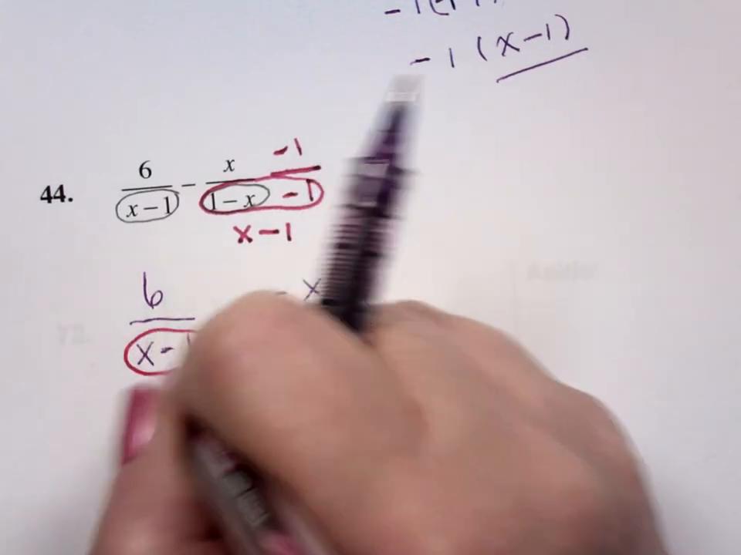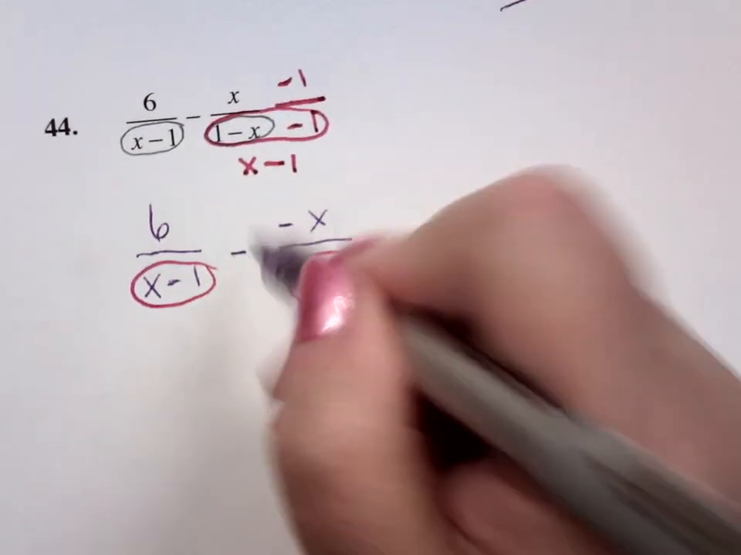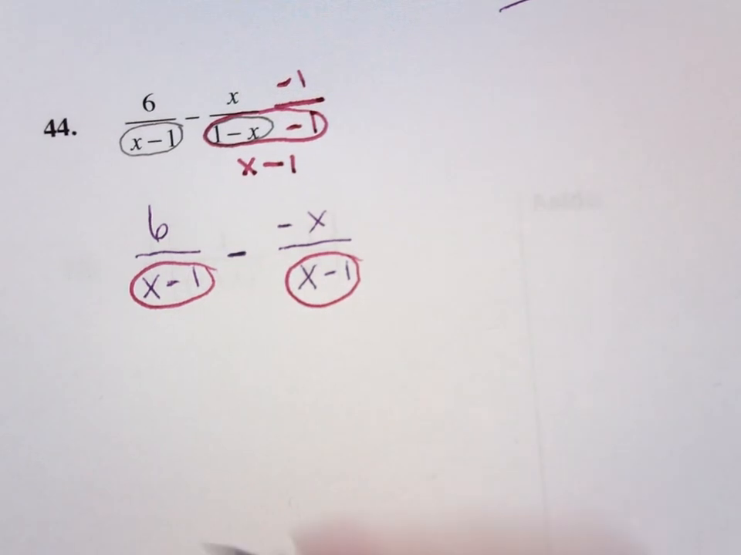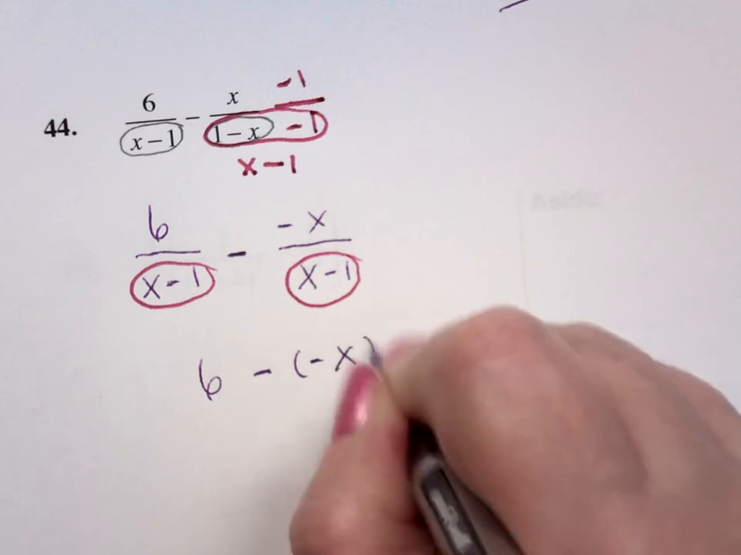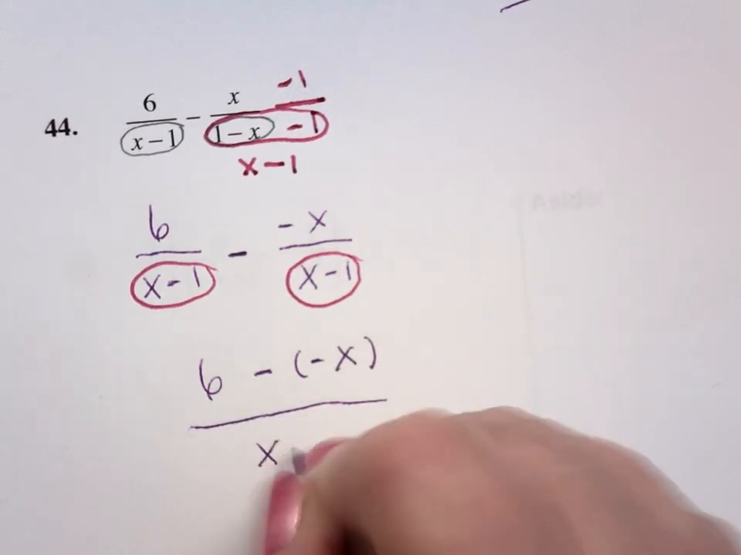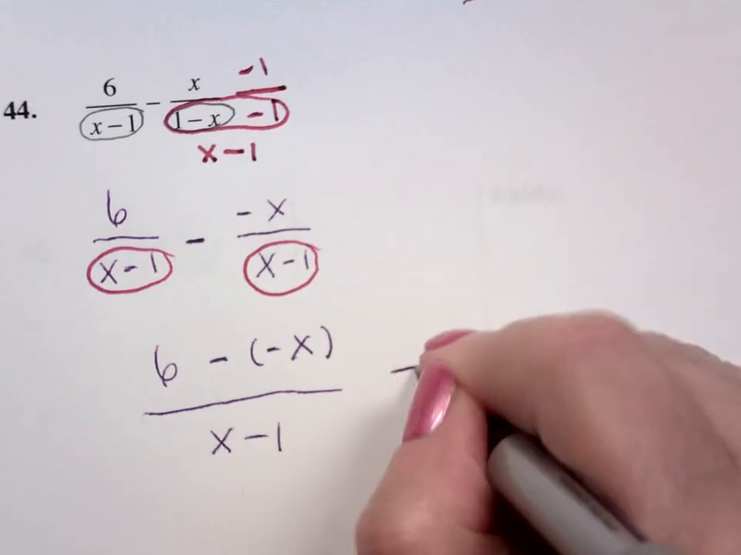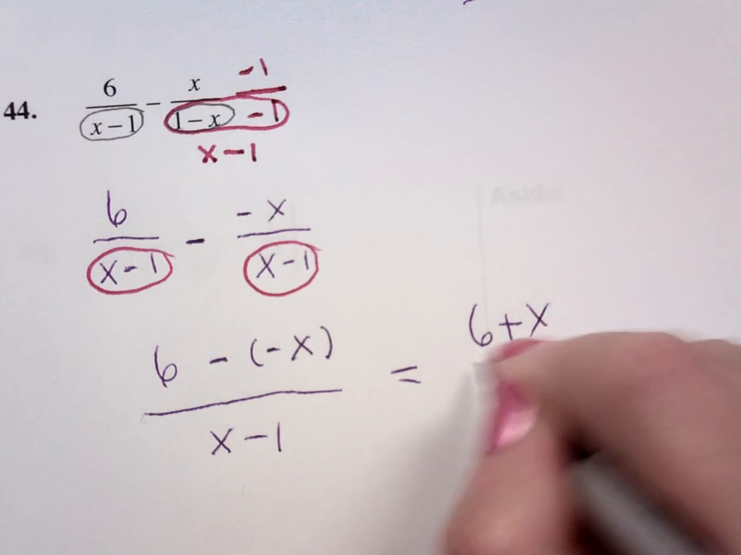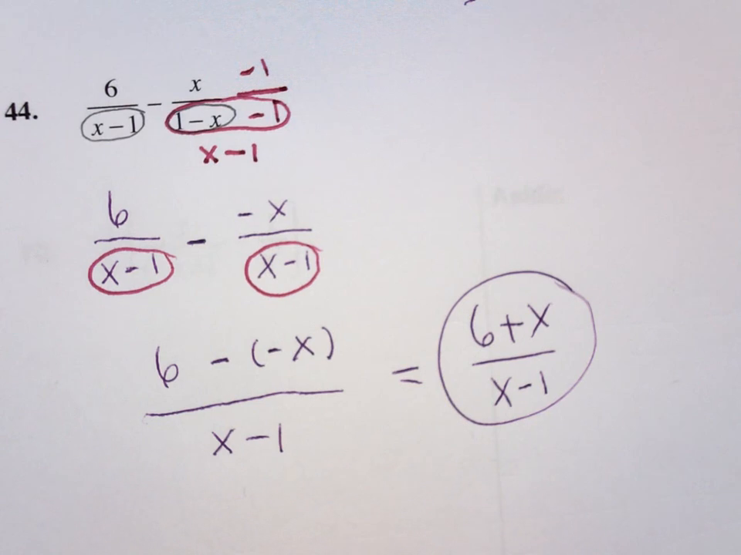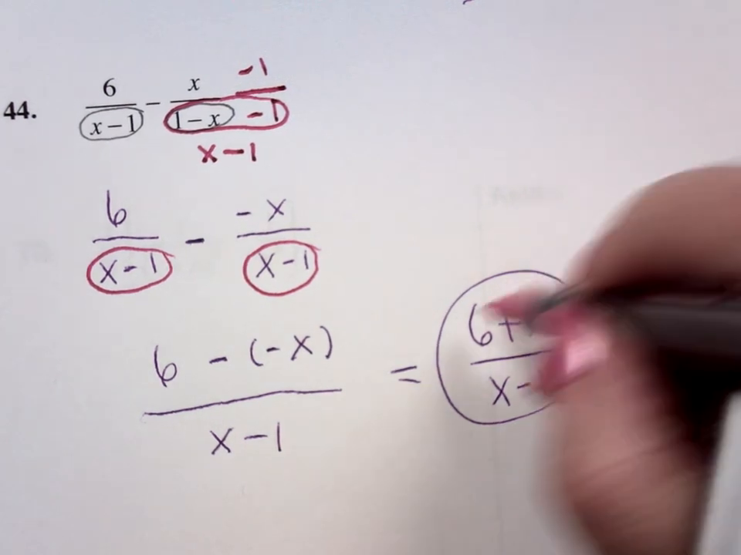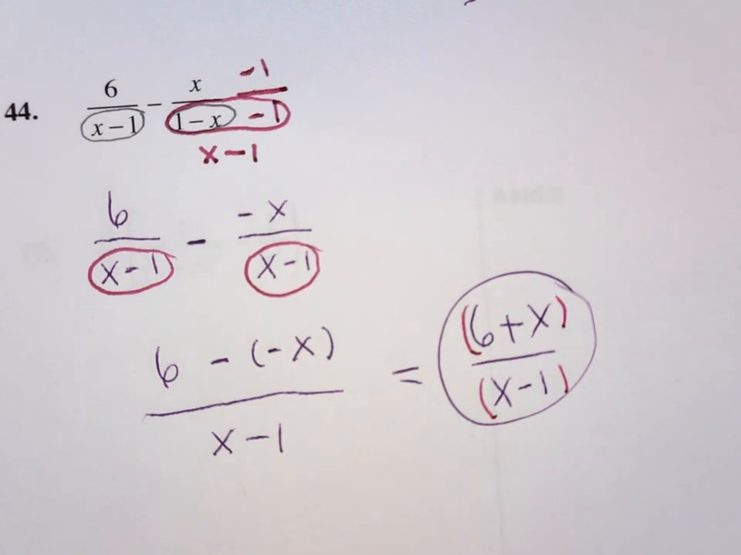Now you notice the two denominators are the same. So if they are the same, you subtract the two numerators. This is going to be 6 subtract a minus x, that's the other numerator, over x minus 1, which becomes 6 plus x over x minus 1. And good enough. Now again, remember, with the addition and subtraction, that's a grouping. So everything goes or nothing goes.